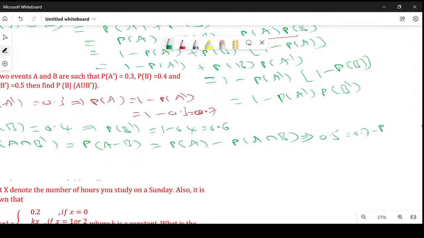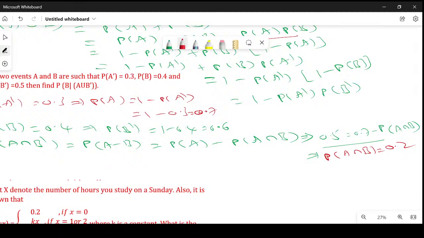This will be P of A intersection B. From this equation, I can find this value: P of A intersection B is equal to, I can write here, you can think this value P of A intersection B is equal to 0.7 times 0.8, it will be 0.2.